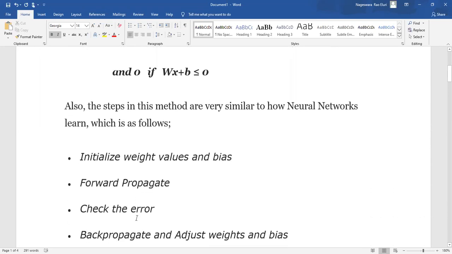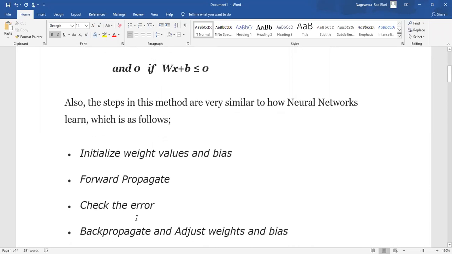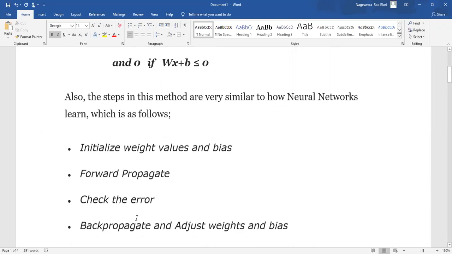We also have to remember the neural network learning steps. Neural networks have adaptive learning, so they learn by themselves, and we need to remember the steps. First, initialize the weights. Initially we have to initialize the weight values and the bias value. Normally in a neural network, weight values are initialized randomly, and we can choose the bias value. After that, forward propagate all the values layer by layer up to the output layer.